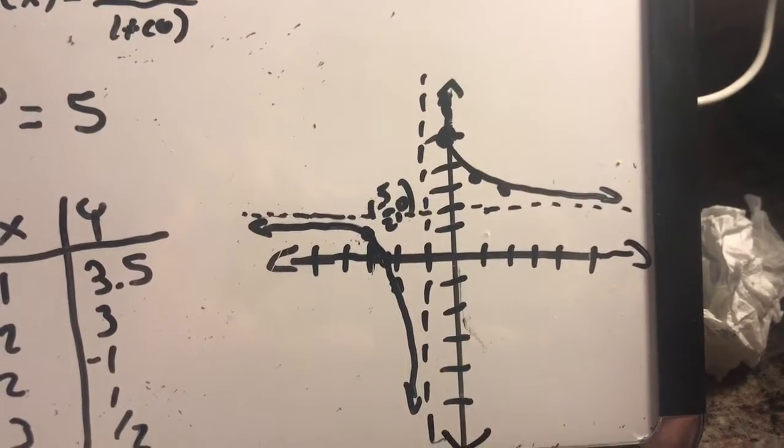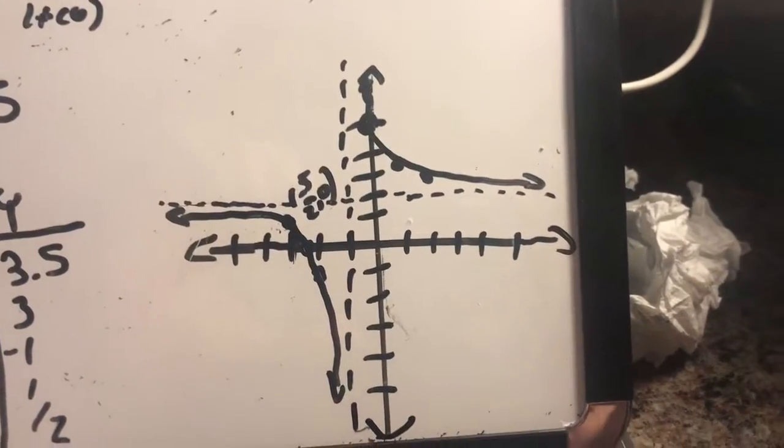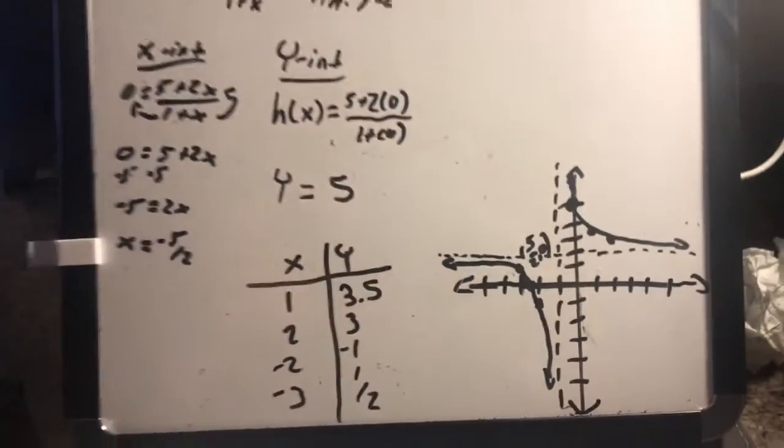As you can see, the dotted lines on my graph are the asymptotes. You plot the points, make your line, and that's how you form your graph.